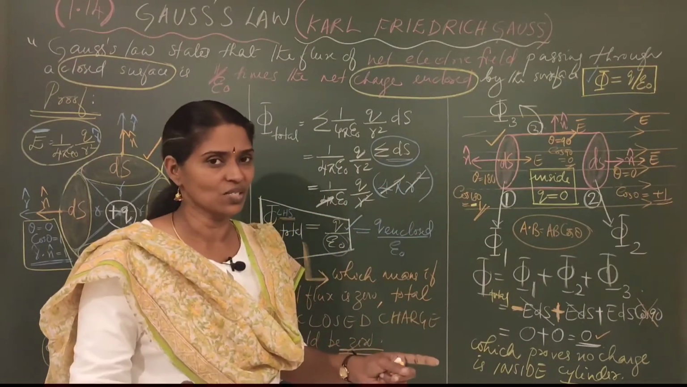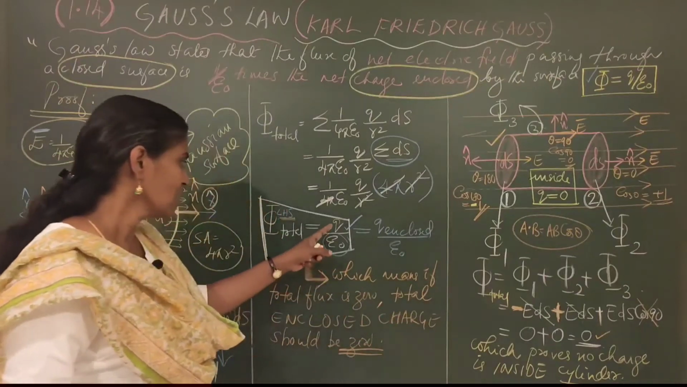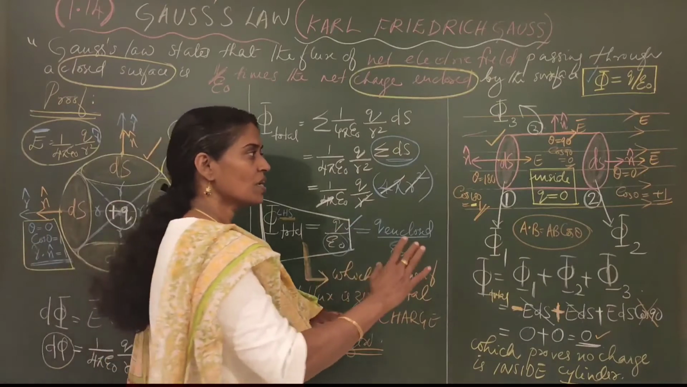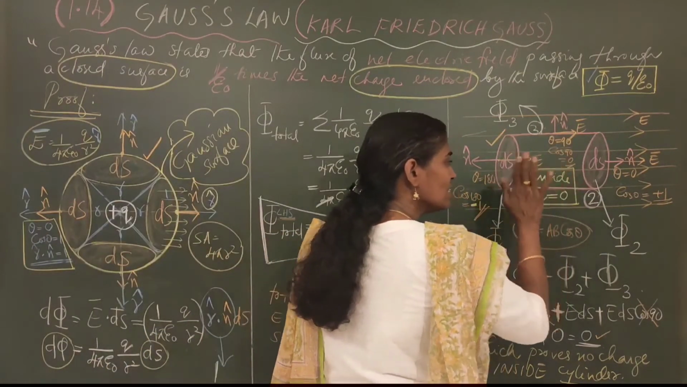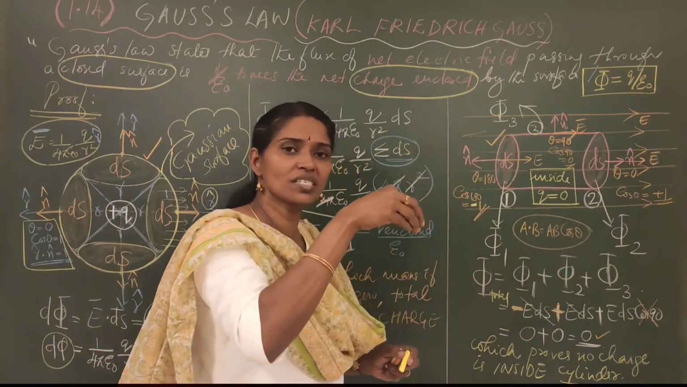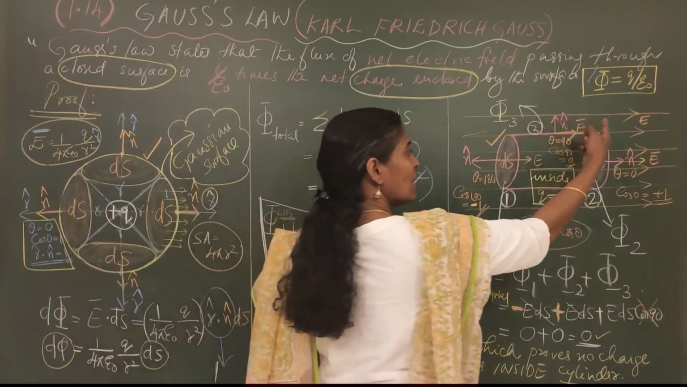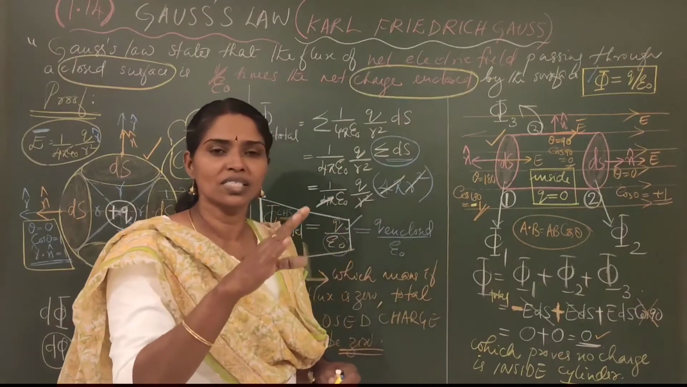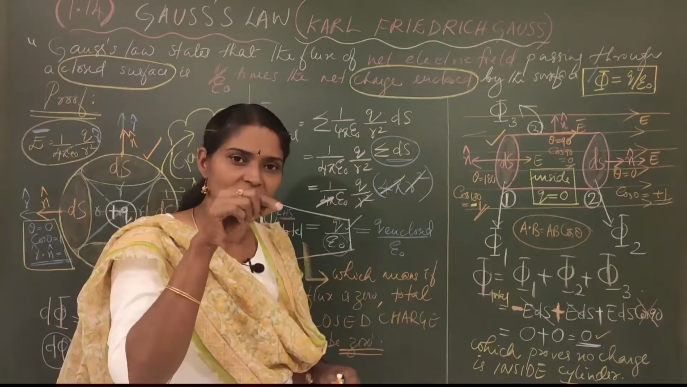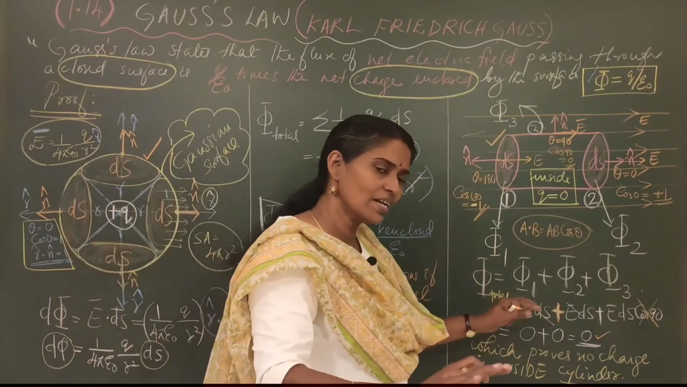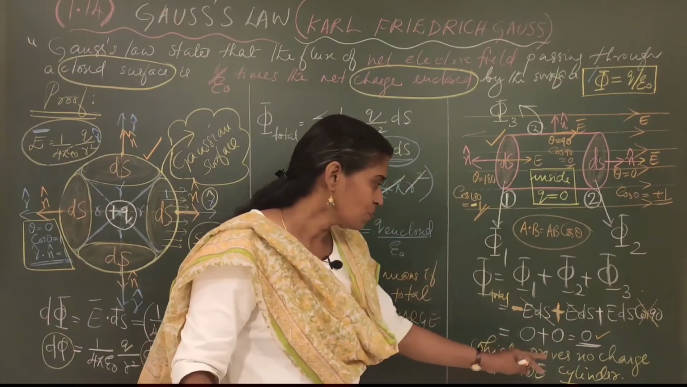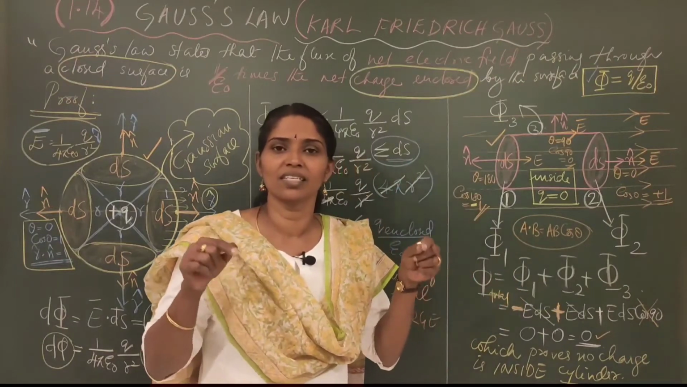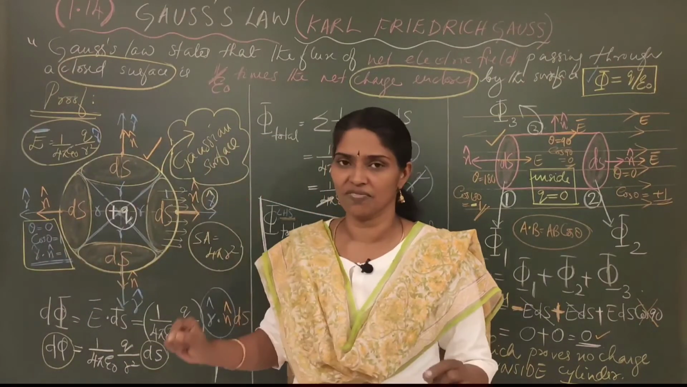If phi total is 0, what is the inference? Q enclosed has to be 0. For sure, we have not placed any charge inside the Gaussian surface. There is electric field outside as well as inside, but no charge is there inside the Gaussian surface. So explicitly shown, which proves no charges inside the cylinder. Cylinder in the sense Gaussian surface.